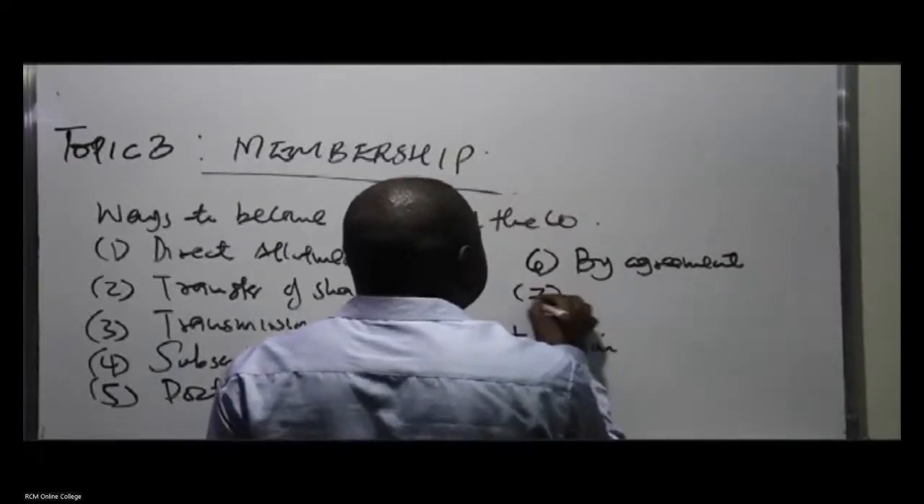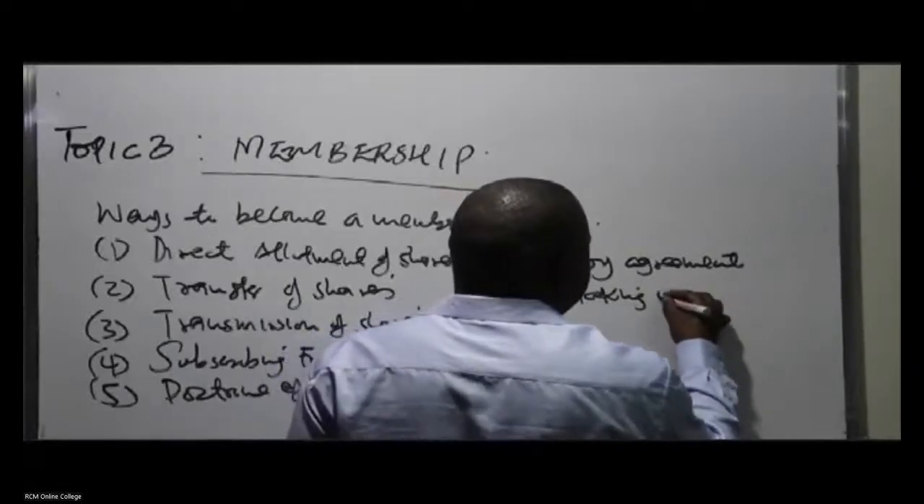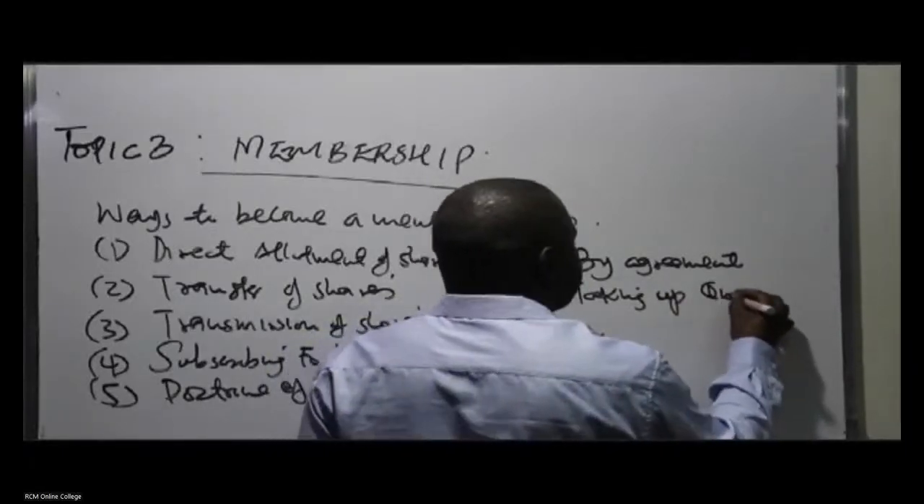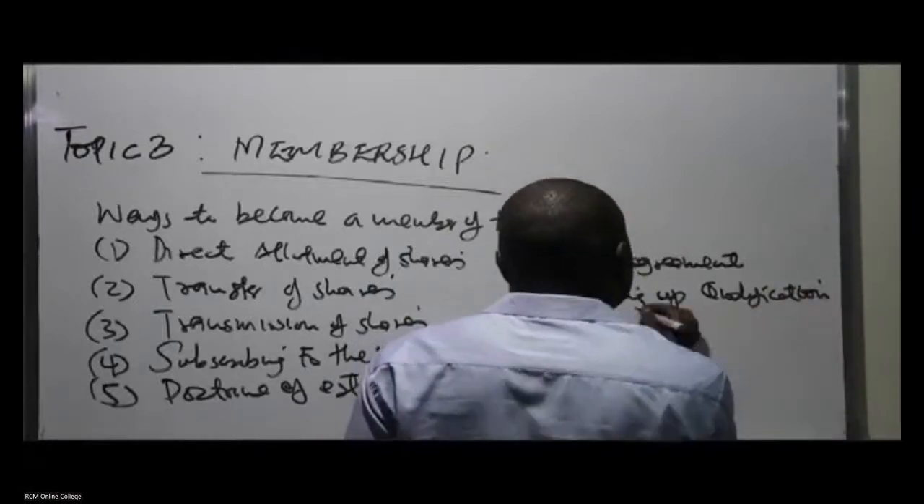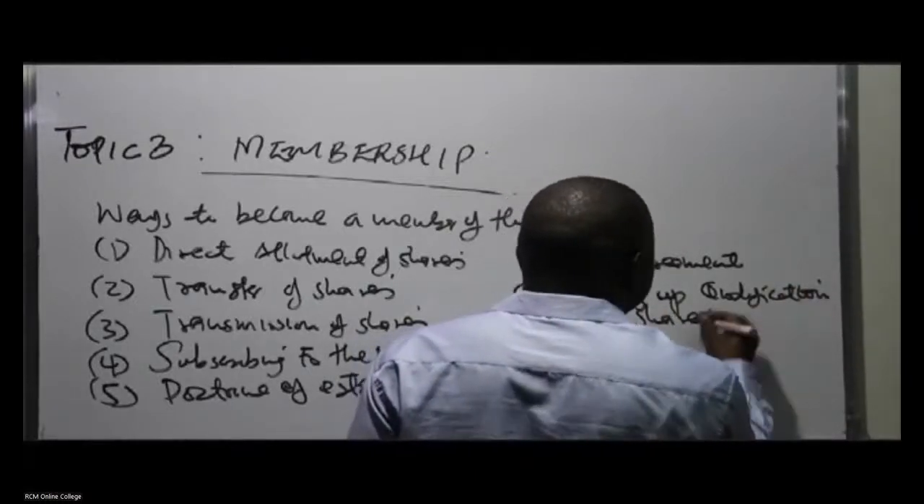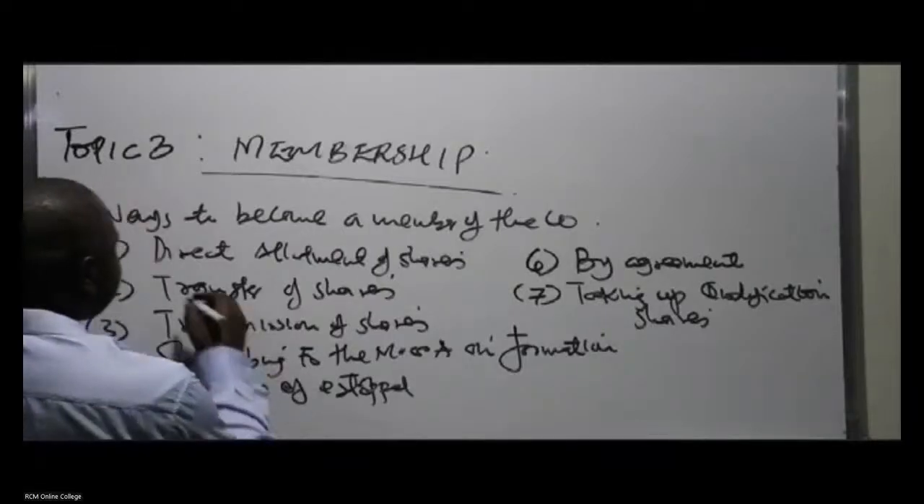Then number seven, it is taking up qualification shares. So what do you mean by direct allotment of shares?